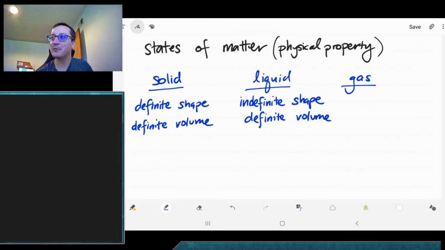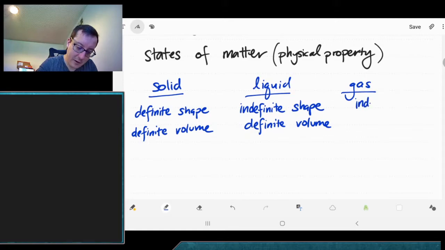But we know liquids will change their shape based on their containers, but their volume will be the same. So that's that characteristic there. Gases, on the other hand, have neither a definite shape nor a volume.